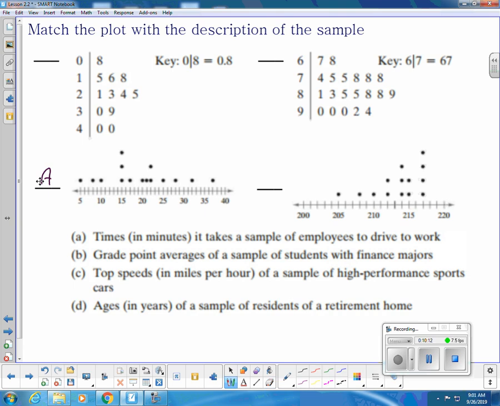Grade point averages. So that would be perfect for this one here. If you're looking at between 0 and 4 points. Top speeds in miles per hour for high performance sports cars. So you're talking top speeds. Well, speed isn't going to be 67 miles per hour. A top speed of 205 miles per hour would be more realistic. And the ages and years of residents in a retirement home, that looks like this group, 60s and above. Okay?